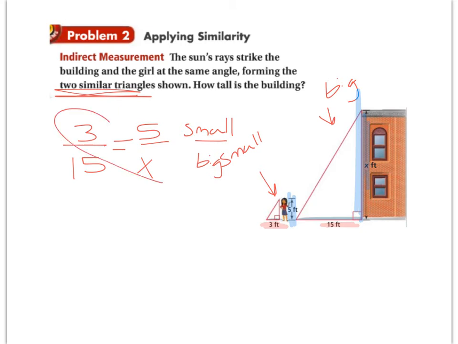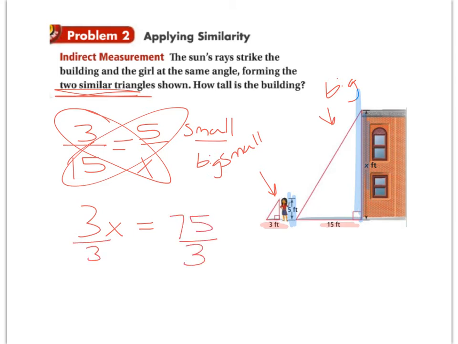From here, we're going to cross multiply, so we get 3x equals 5 times 15, or 75. Solve each one by dividing by 3, so we get x equals 25. If I plug that back into my figure, 25 feet for the height of the building is very reasonable.